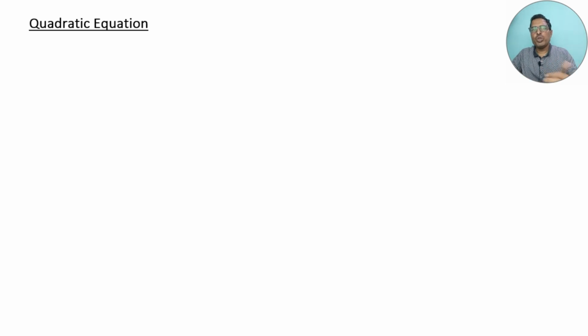In today's session, we are going to take up a statement problem and try to express that in the form of a quadratic equation.